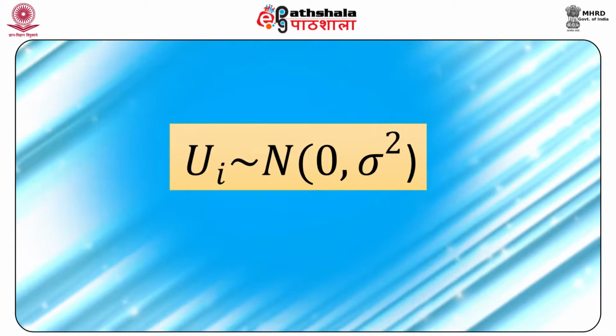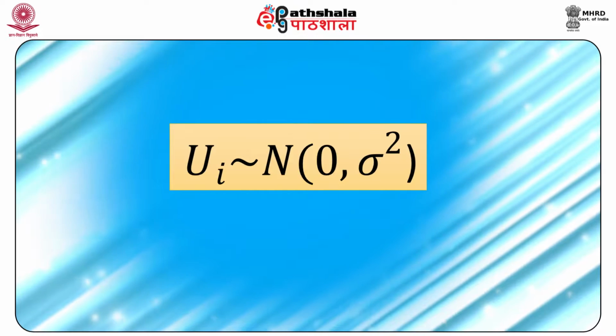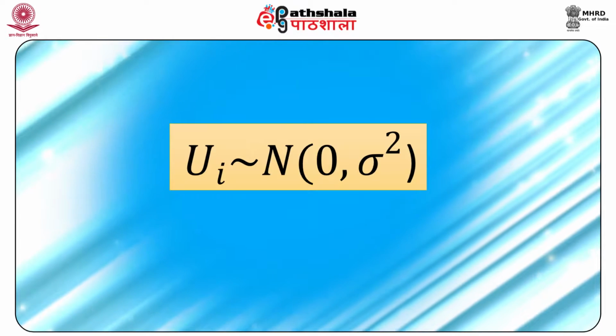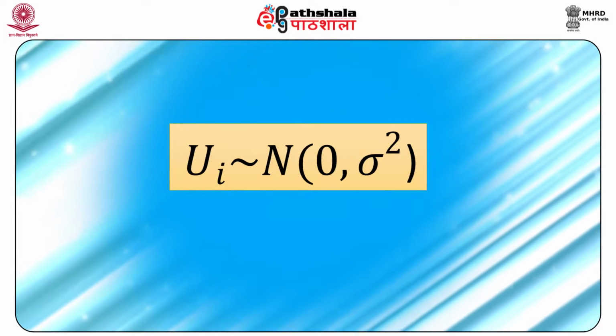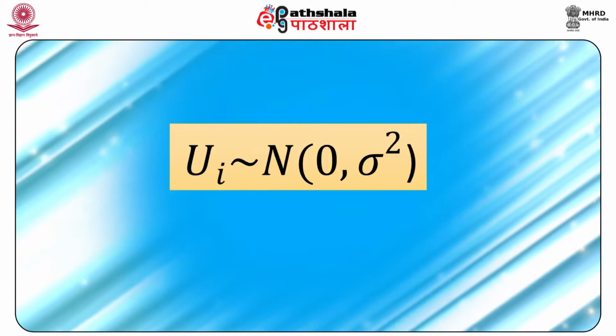Now, in a more compact form, the assumptions above can be stated as mu i is distributed normally with mean 0 and variance sigma square. This symbol means distributed as, and N stands for the normal distribution. The two terms inside the bracket represent the mean and variance respectively. Since for two normally distributed variables, zero covariance means that the two variables are independent of each other, mu i and mu j are uncorrelated and independently distributed.